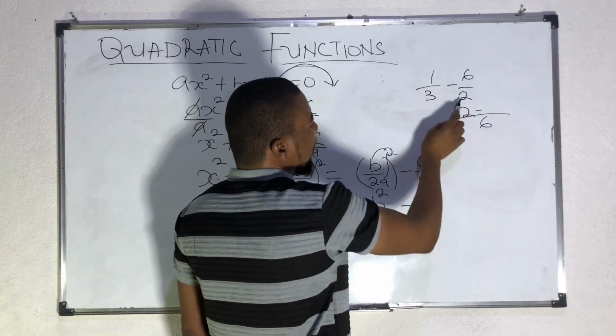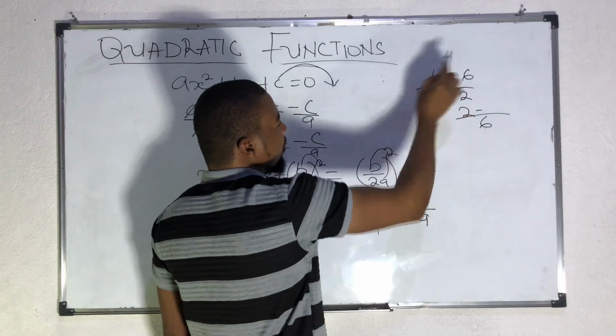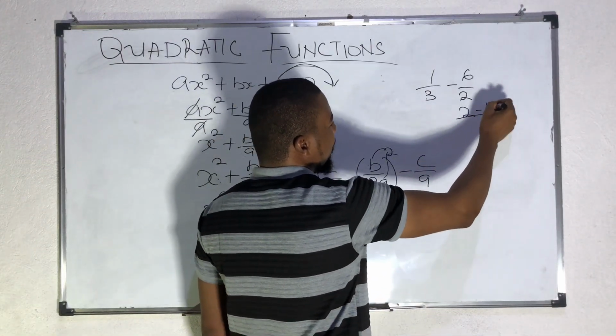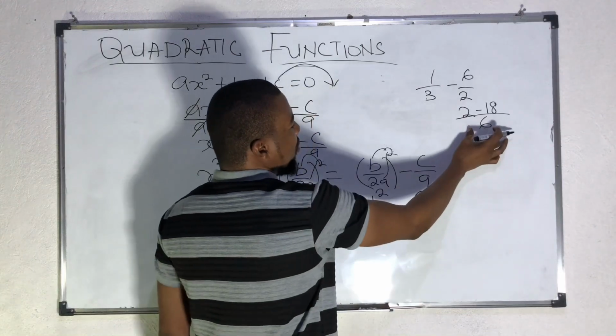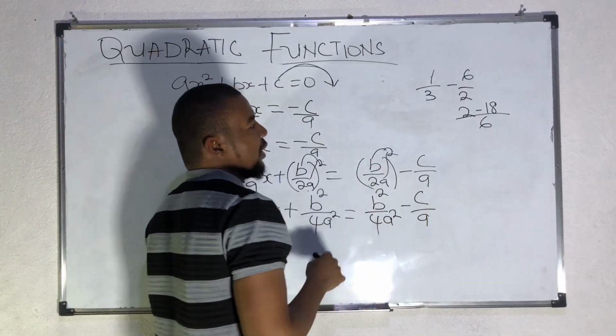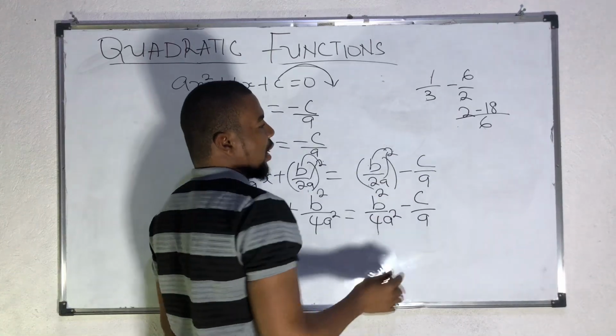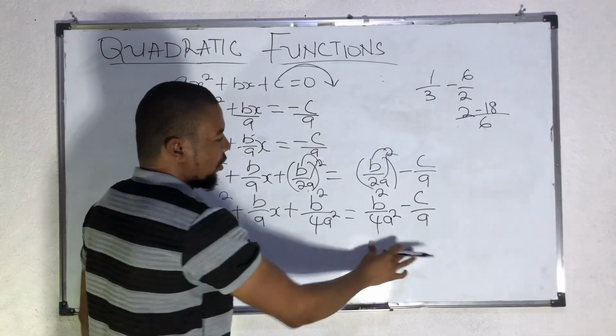Next up, 6 divided by 2 is a 3. 3 times 6 is 18. This now becomes 2 minus 18. We've gotten a common denominator for the two of them. And that is just how it works. So you can now subtract because the denominators are the same. We shall also employ the same method here.